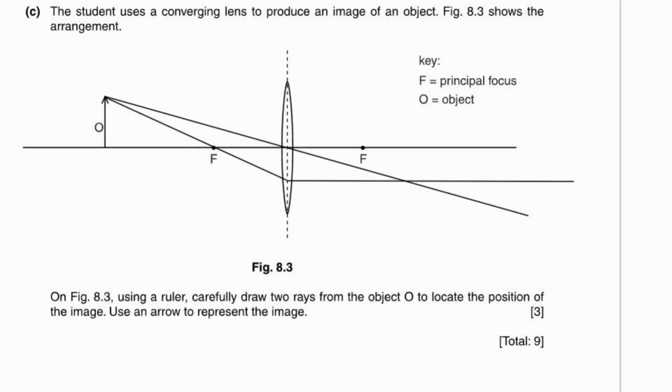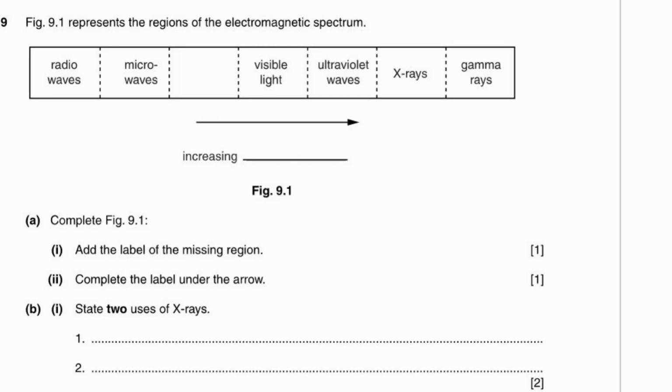And there we go. So now all I have to do is draw the image of the object. And there we are, a thing of beauty. The only thing I'm going to do now is just label that image. And there we go, problem solved.